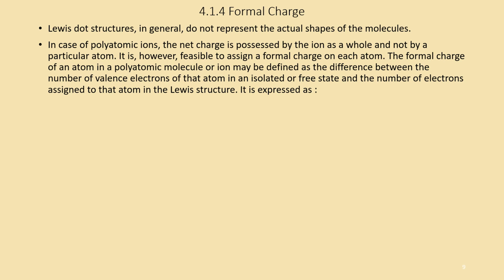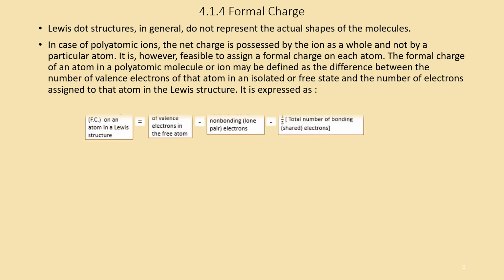Hence, it can be expressed as, that is, the number of electrons assigned to that atom in Lewis structure can be expressed as: formal charge on an atom in a Lewis structure equals the total number of valence electrons in the free atom.